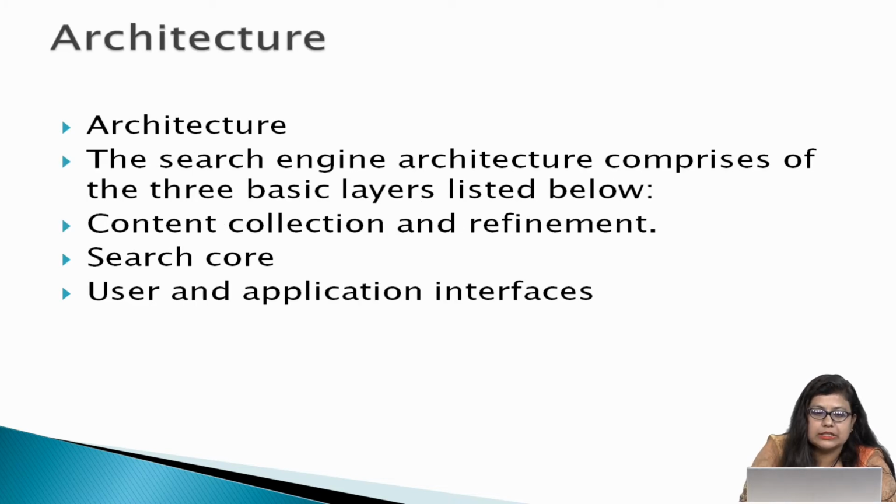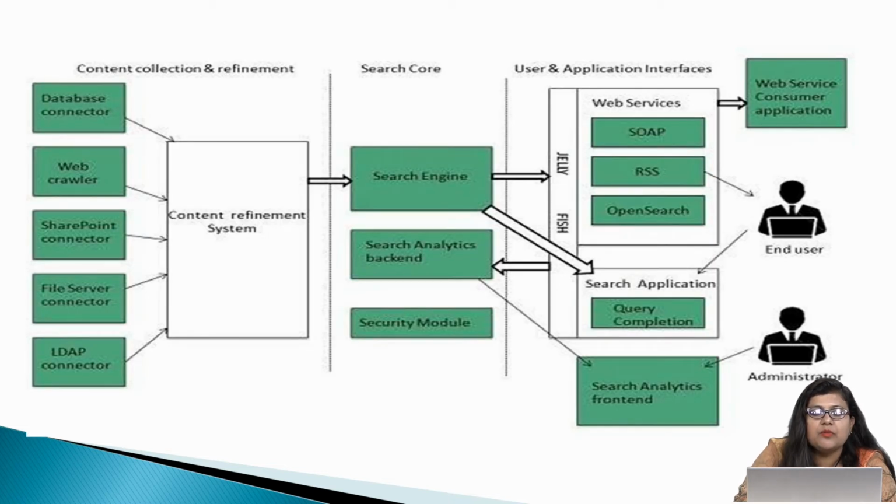Next comes the architecture. The search engine architecture comprises three basic layers: content collection and refinement, then search core, and user and application interface. This is the diagram of the architecture. The contents which we are collecting have to be refined by the system. For that there are a number of modules available: first the database connector, then web crawler, SharePoint connector, file server connector, and LDAP connector. These are all connected with one module, the content refinement system.